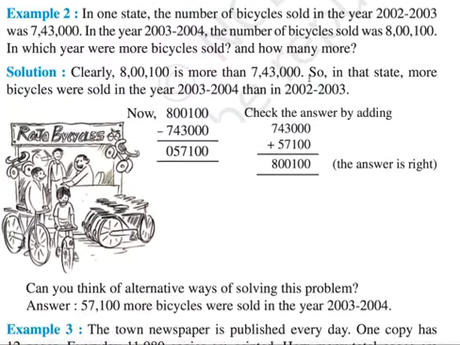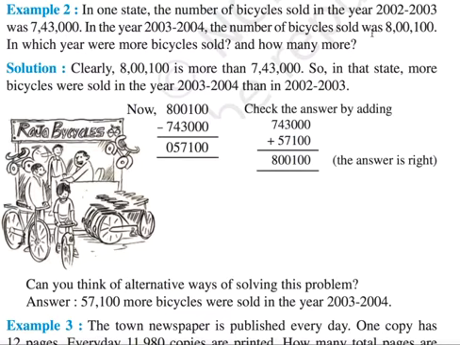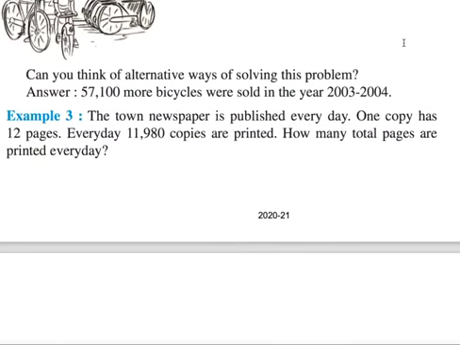In one state, the number of bicycles sold in the year 2002 to 2003 is 7,43,000. In the year 2004, the number of bicycles sold was 8,100. In which year were more cycles sold? This year, 3 to 4. And how many more? This minus this many more. 43,000, 57,000, right? 57,100 more. Can you think of alternate ways of solving this problem?